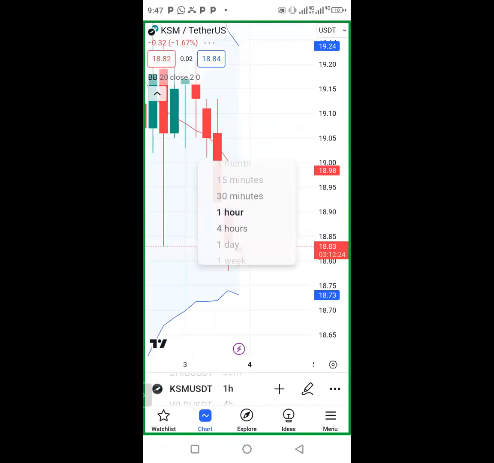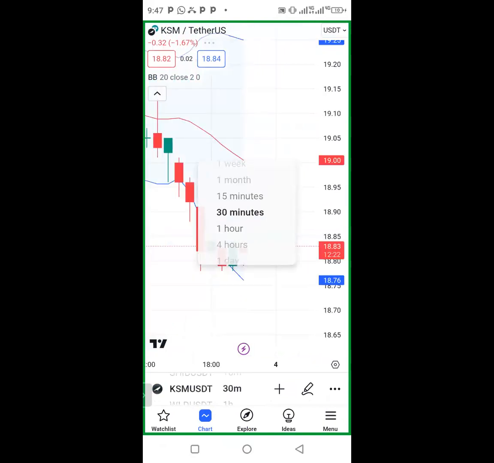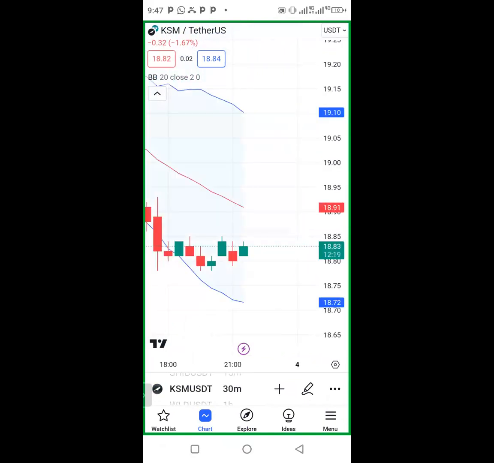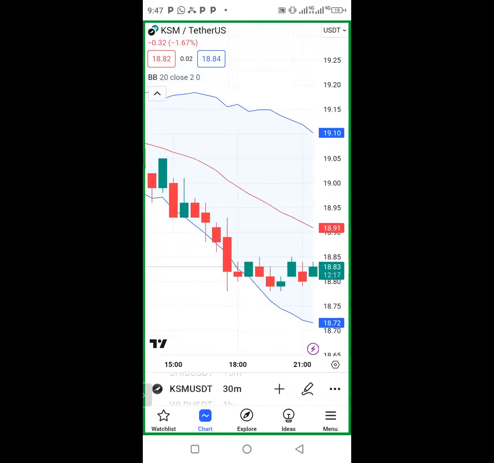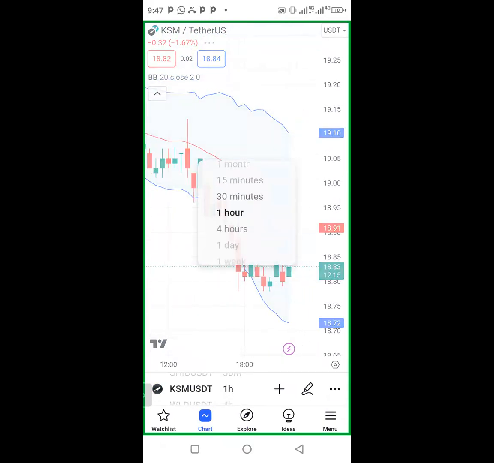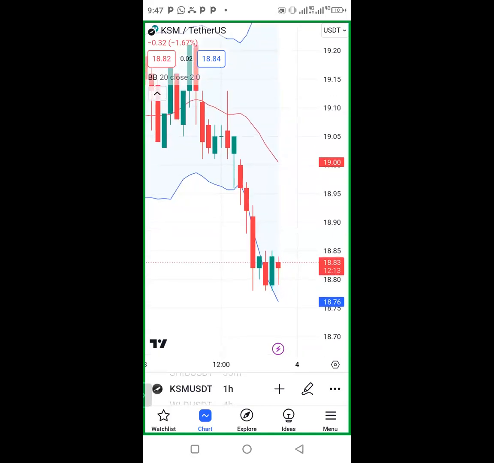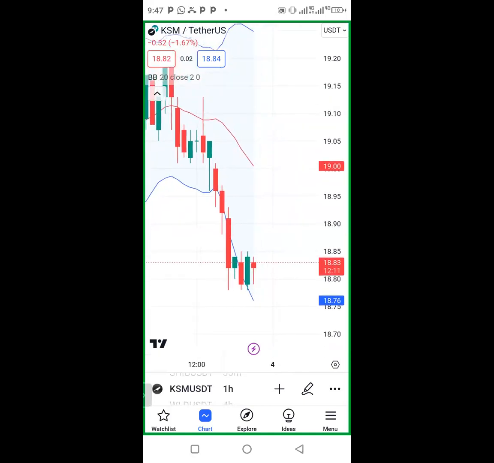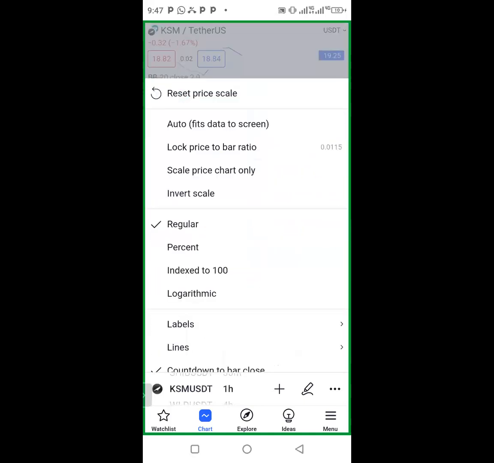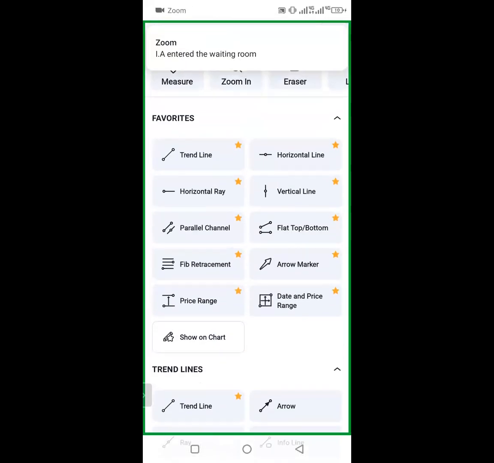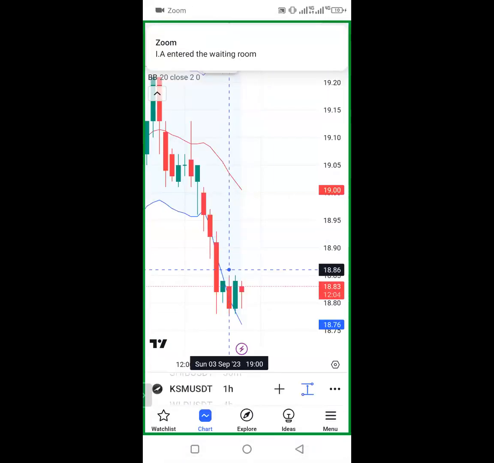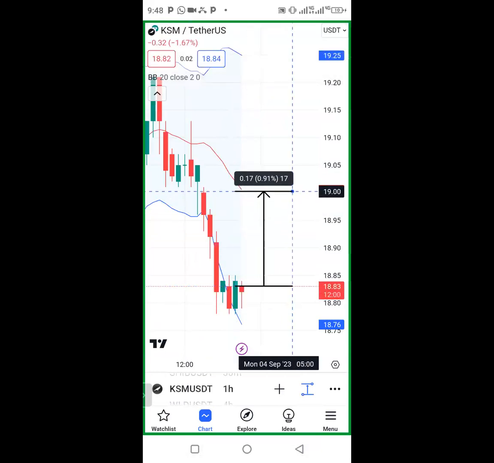Okay. Let's see in the 1 hour. So now this is 1 hour. You will see that most part of the candle is already outside. What you just need to do is measure to the what? Take your price range. You measure to the 20 EMA as your resistance. You see it, you get your 1%.